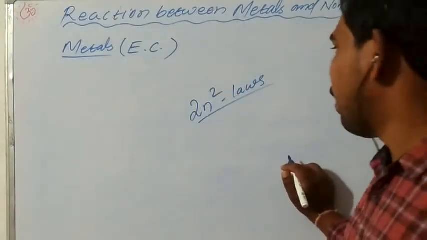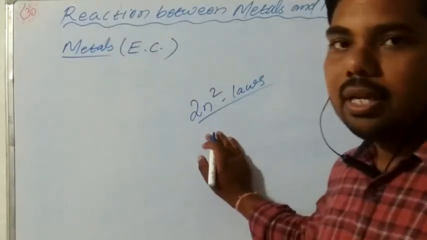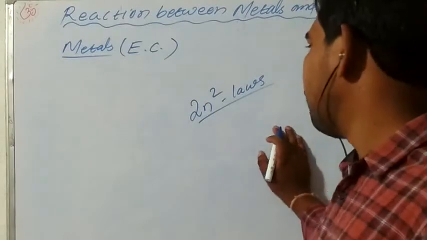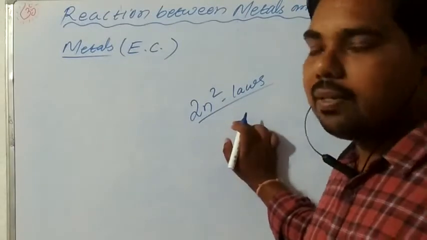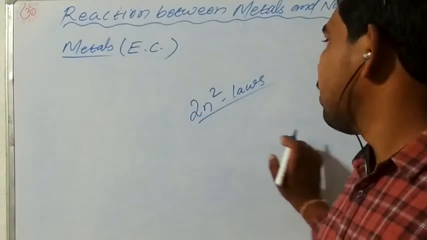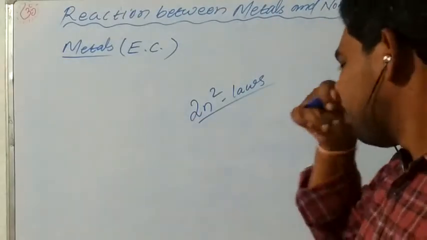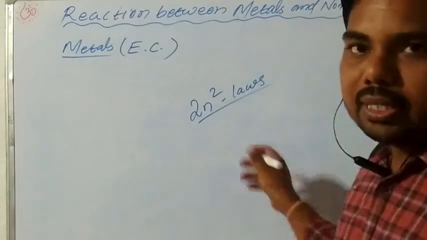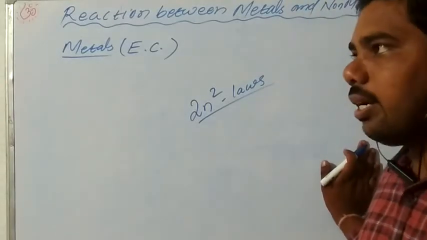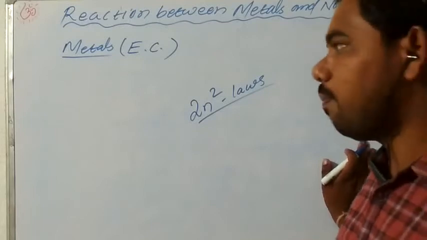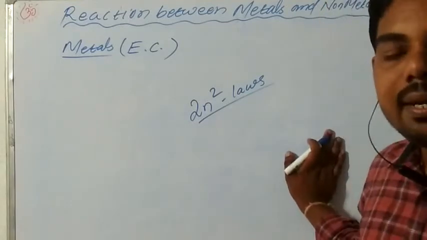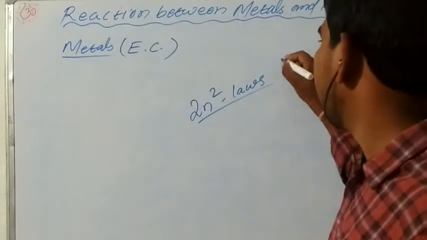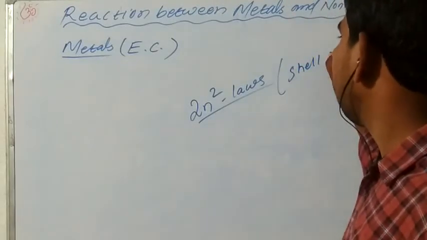The 2n square law is a law that determines how many electrons are arranged in the first shell, second shell, third shell, or fourth shell. The electrons revolve around the nucleus in a fixed circular path, which is known as a shell or orbit.